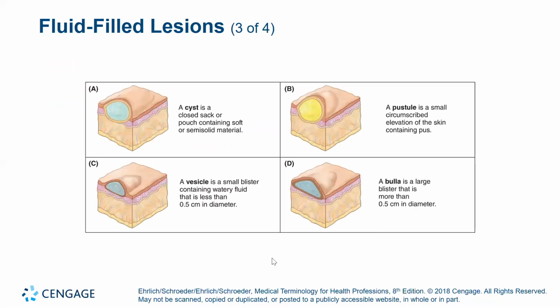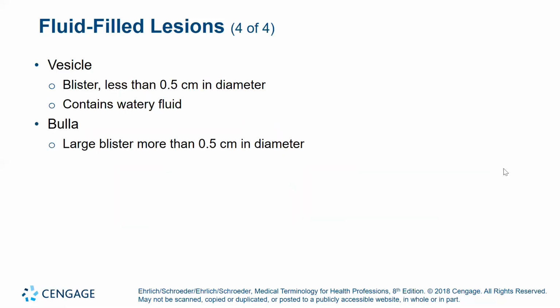You can see here cyst here, pustule, vesicles, a small blister. Bulla is a large blister. So again, the vesicle does contain the watery fluid. Bulla is a large blister.